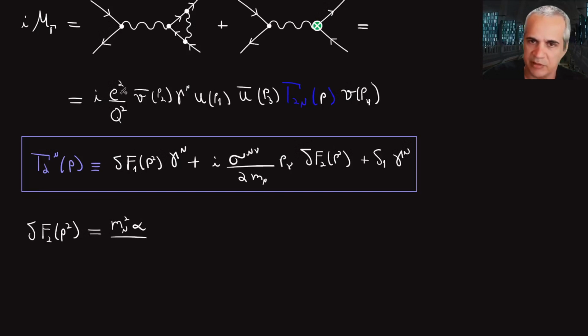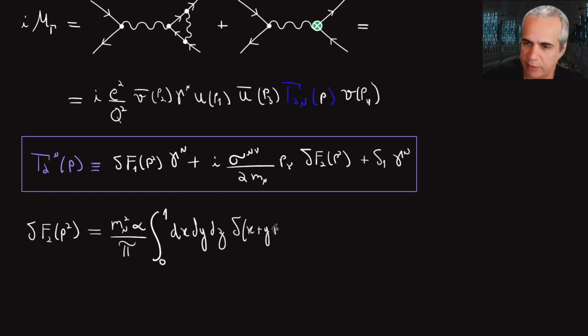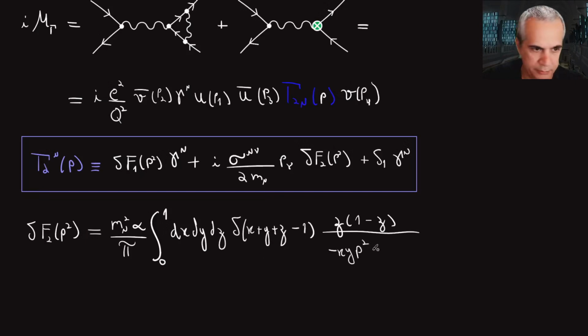So here are the powers of e that I said are in there, over pi times some integral in the Feynman parameters. Let me just write that: dx dy dz, delta of x plus y plus z minus 1, of this z(1 minus z), over minus xy p squared plus (1 minus z) squared m mu squared, right?